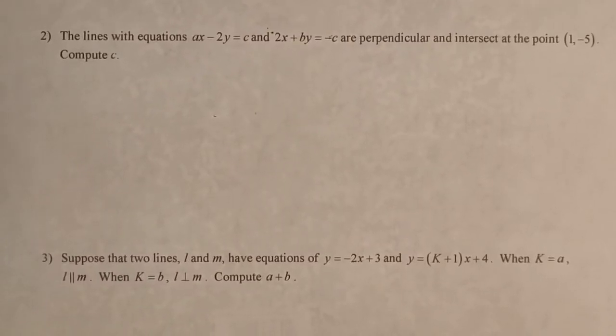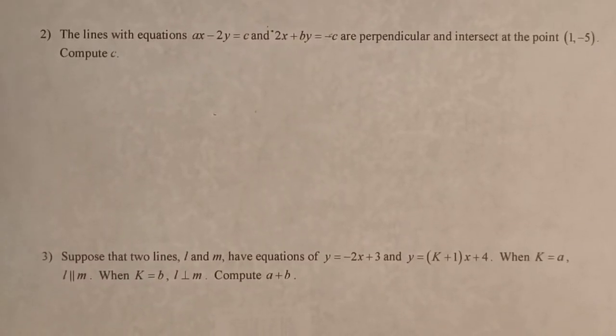All right, now we're going to have a look at the problems here. So problem number 2 on this handout, we're told that the lines with equations ax minus 2y is equal to c and 2x plus by is equal to negative c are perpendicular and intersect at the point negative 1, 5, or 1, negative 5, and then we just go from there.